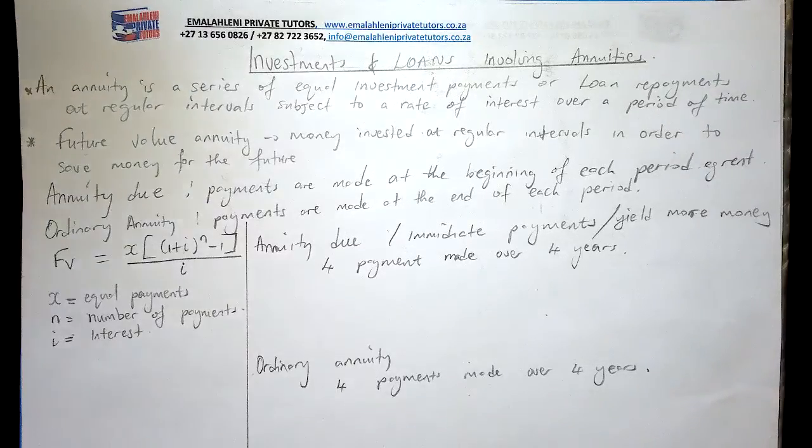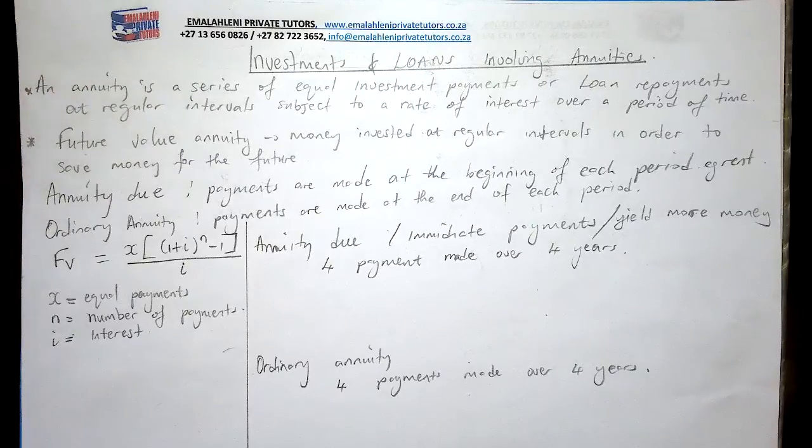Okay, good day. So we're looking at investments and loans involving annuities. Okay, so we need to understand what an annuity is. An annuity is a series of equal payments, investment payments, or loan repayments at regular intervals, subject to a rate of interest over a period of time. So what you pay, like monthly or quarterly or every year, you're paying the same amount.